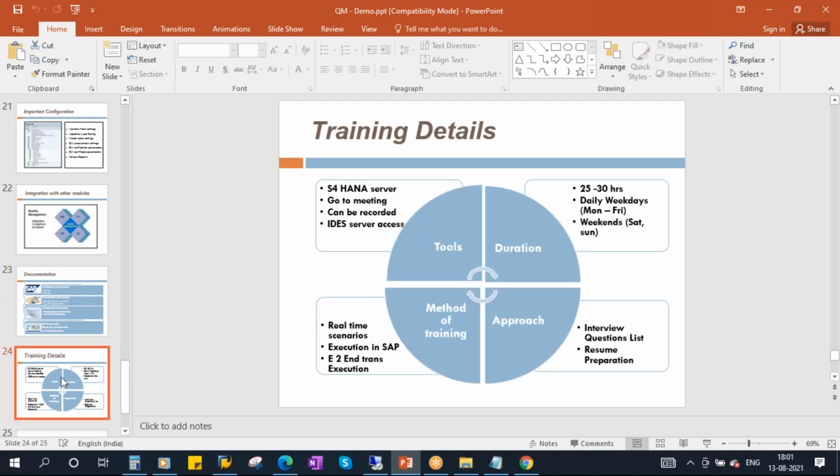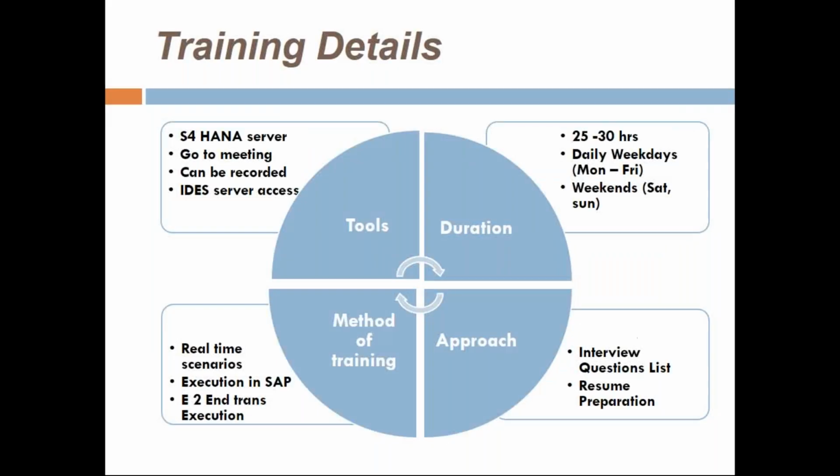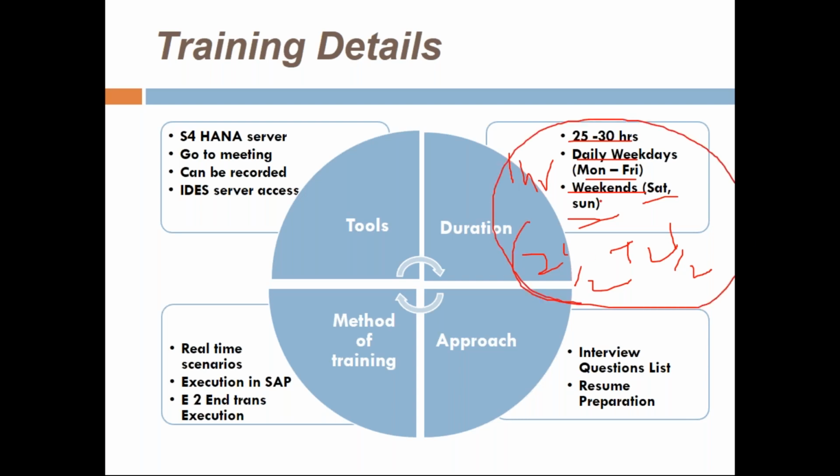Now coming to the training methodology part. This training will take around 25 to 30 hours. Normally I adopt two types of training. One is weekdays, Monday to Friday, daily 1 hour. Another one is only on the weekends, Saturdays and Sundays: Saturday 2.5 hours and Sunday 2.5 hours, so that it becomes 5 hours per week. That is the duration part.